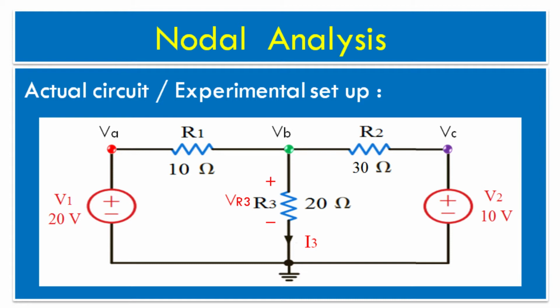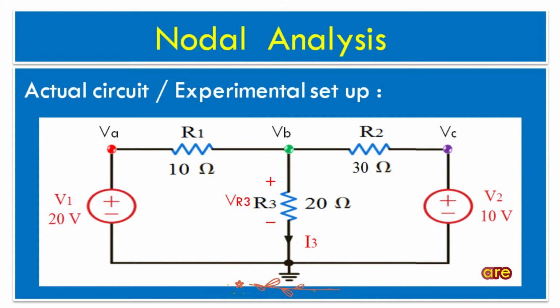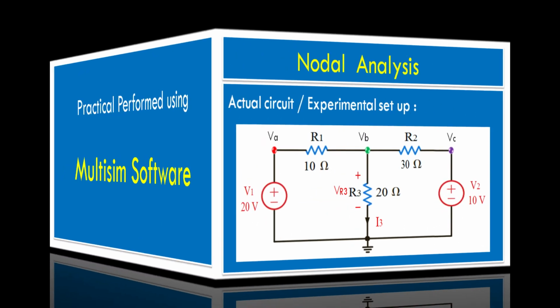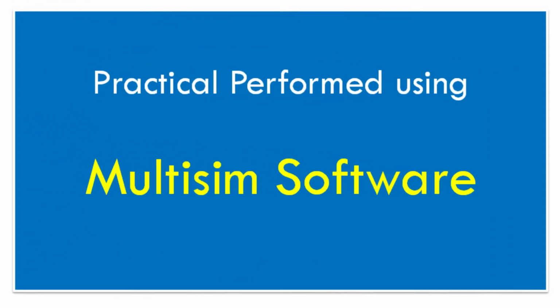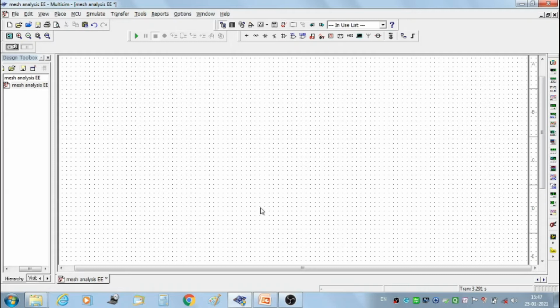Also, we are going to select various ranges of DC sources and measure node voltages VA, VB and VC, with voltage across resistor R3 as VR3 and current I3 through the resistor R3. Now we are performing practical of nodal analysis using Multisim software. Let's start. In the workspace, we are going to construct the actual circuit of nodal analysis.